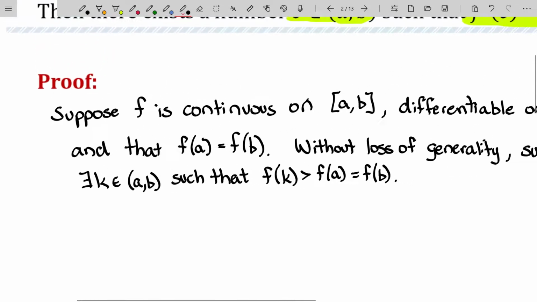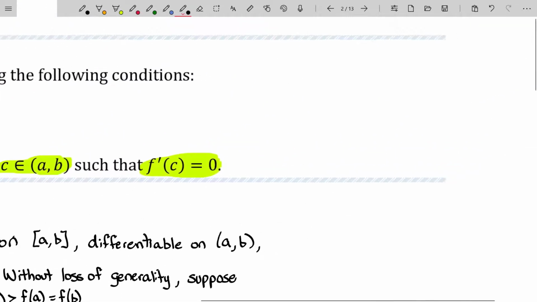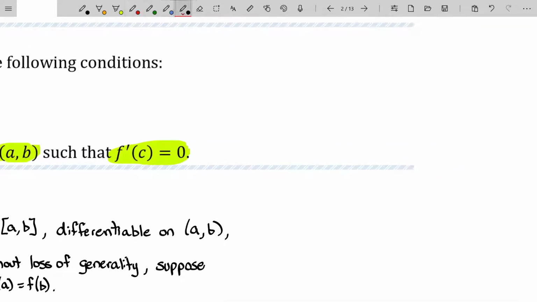Now, let me just describe something here because this is an important statement in mathematics. When you hear the phrase without loss of generality, that basically means that we're going to assume something that would have worked had we assumed the opposite. So in other words, in this case, we're assuming that there exists a case such that f of k is greater than f of a, which is the same as f of b. Now let me show you a picture of that. Here's a comma f of a, and here's b comma f of b.